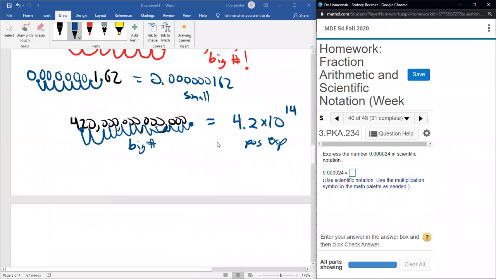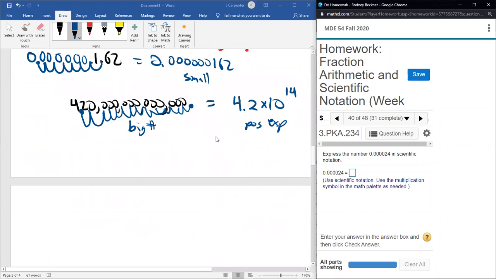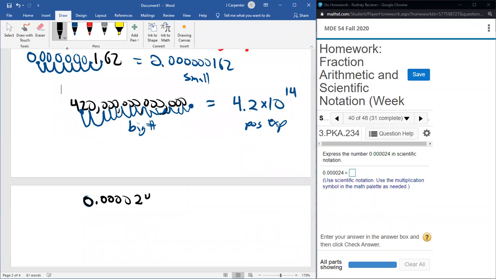All right, another one. Express the number point that is 1, 2, 3, 4 zeros, and then 2, 4 in scientific notation. So what we've got is 0.1, 2, 3, 4 of them, then the 2 and the 4, and we want to convert this to scientific notation. This is the same style problem as last time, it's just a different type of number. That was a big number, this is a small number.